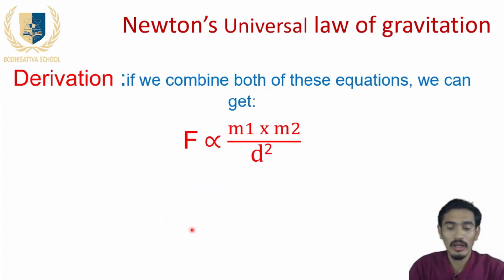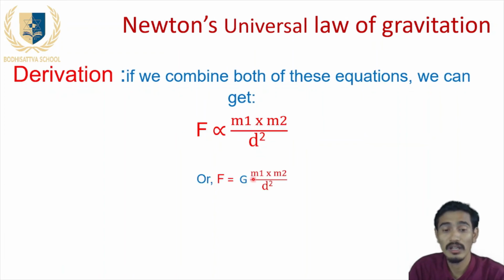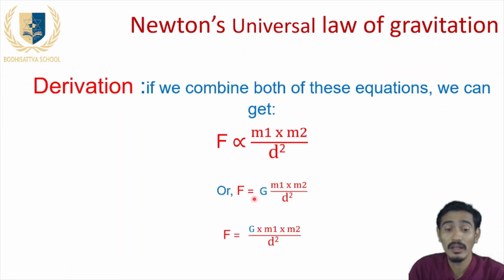Now, if we combine equation 1 and equation 2, we know equation 1 is that force is directly proportional to the product of the masses M1 and M2. Force is inversely proportional to the square of the distance from their centers according to equation 2. If we combine these two equations, it becomes F is proportional to M1 into M2 upon d square, which can be written as F is equal to G, capital G, M1 into M2 upon d square. If we simplify these equations again, F is equal to G into M1 into M2 upon d square.